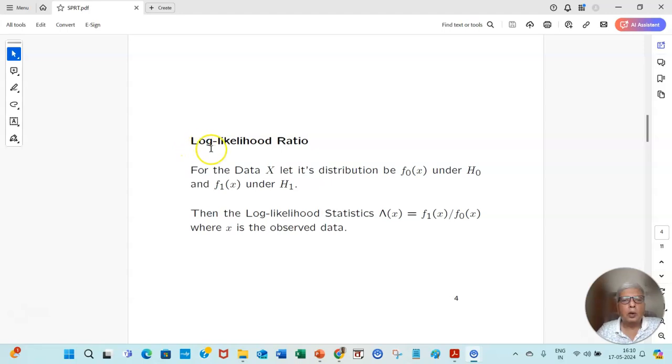So we need to talk about the log likelihood ratio a bit. Suppose the data is represented by X, the random variable. It can be univariate, it can be multivariate. And we know its distribution function, which is f0(x) under H0 and f1(x) under H1. Now whether you can use empirical distribution, that I don't know. I think we need to see, but you have the distributions in your hand, f0(x) and f1(x). Then the likelihood ratio statistic lambda(x) is defined by f1(x) by f0(x), where x is the observed data.